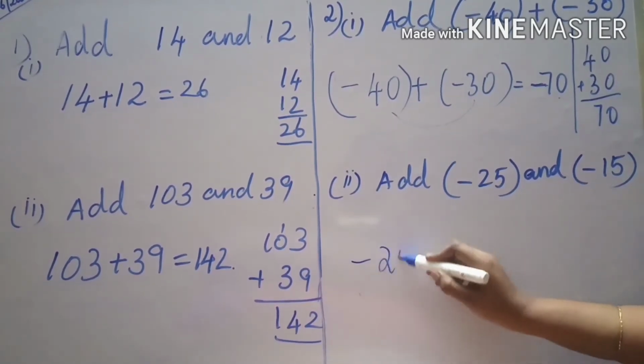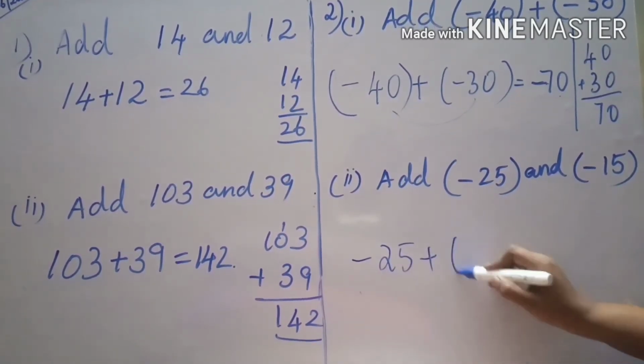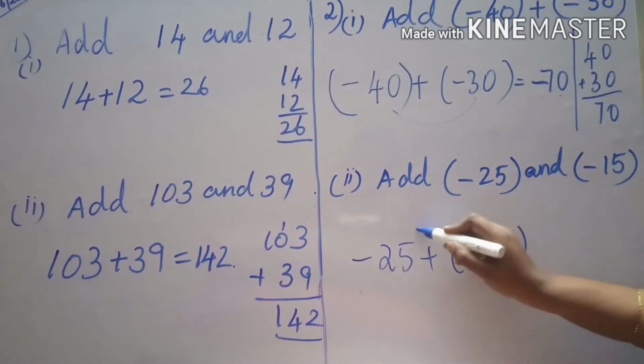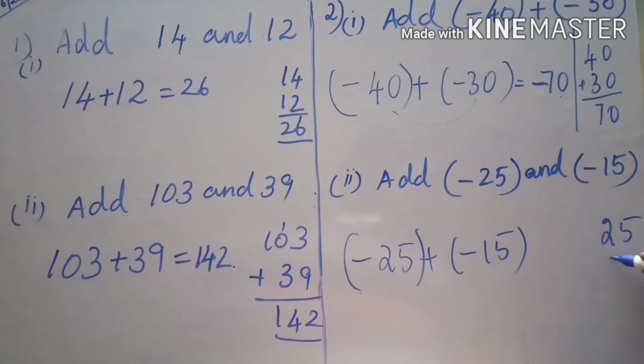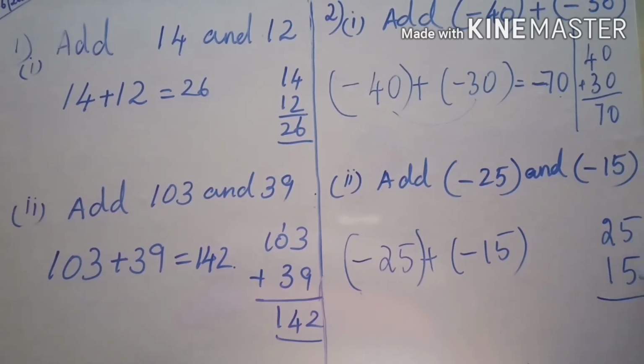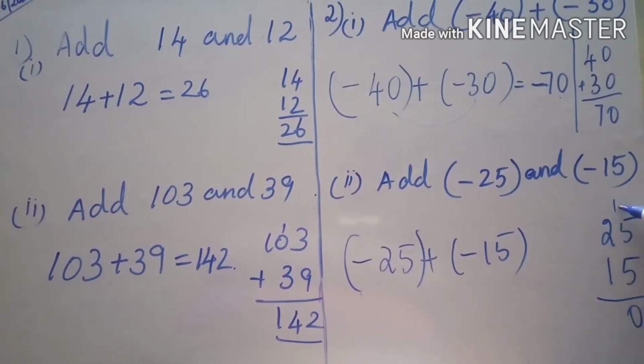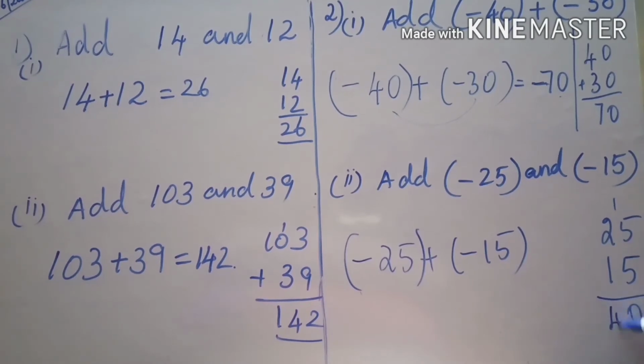Next I will go with the next sum. Minus 25 plus minus 15. Two negative numbers. Add the numbers first. 5 plus 5, 10. 2 plus 1, 3, plus 1, 4.